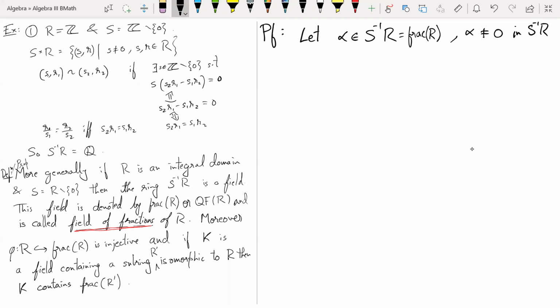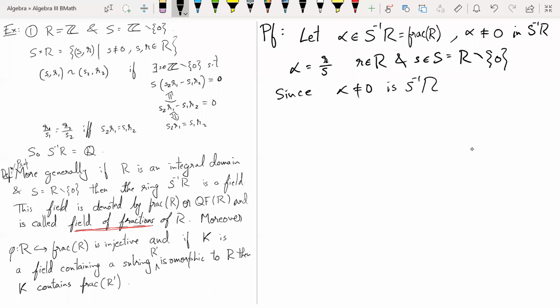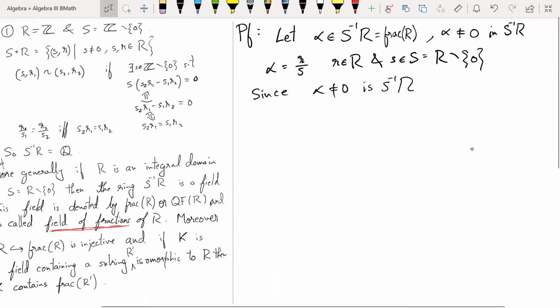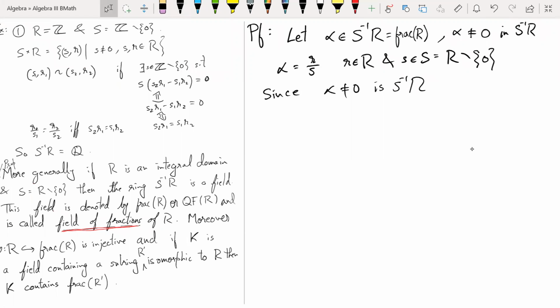So how does alpha look? Alpha is going to look like some equivalence class r over s, where r belongs to R and s belongs to S, which is the same as R minus 0. So s is some non-zero element of R. And since alpha is not equal to 0 in S inverse R, and we saw that 0 over anything is 0, this observation that 0 over s is 0 in S inverse R tells you that r is not equal to 0.